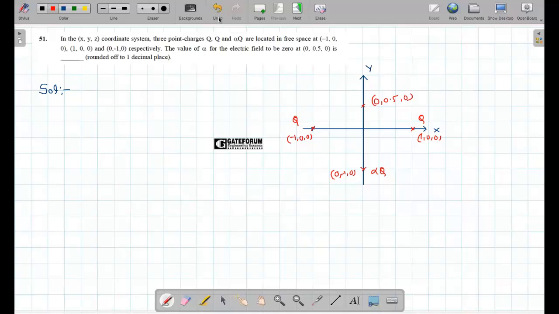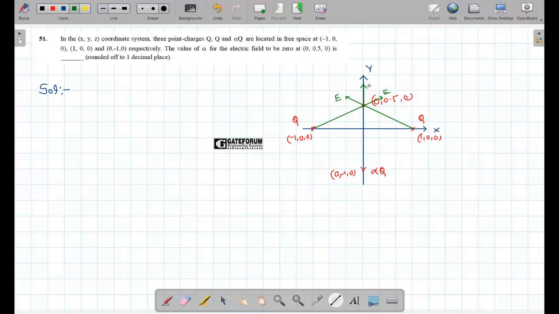The electric field due to this positive charge should be in this direction, right, at this point. Due to this other charge, it is in this direction. Resultant of these will be in this direction. So let's say this is E. This is also the same E because the charges are the same.